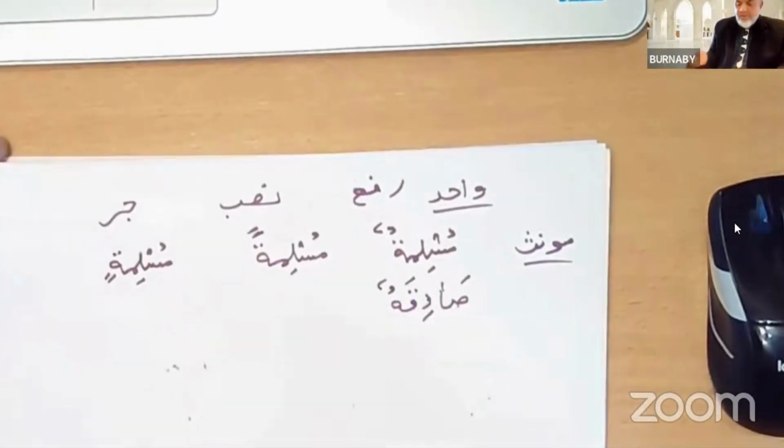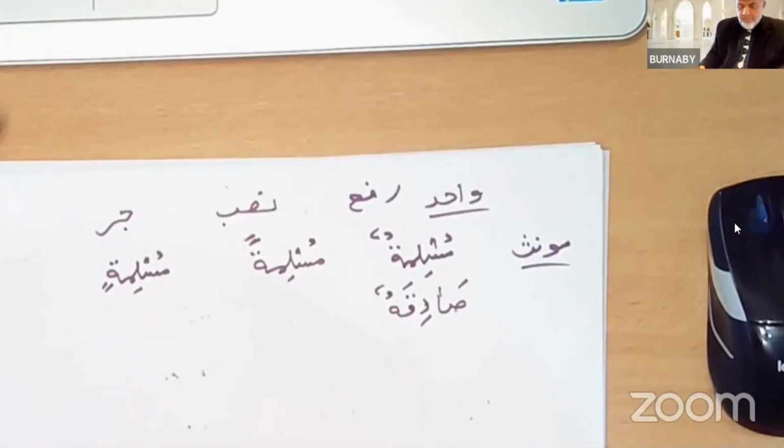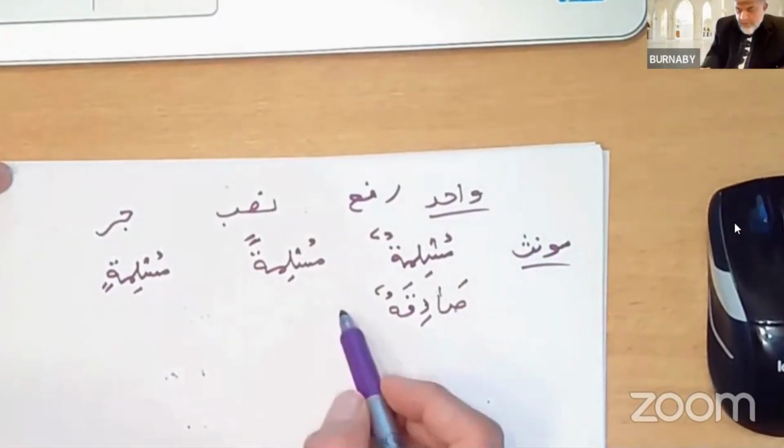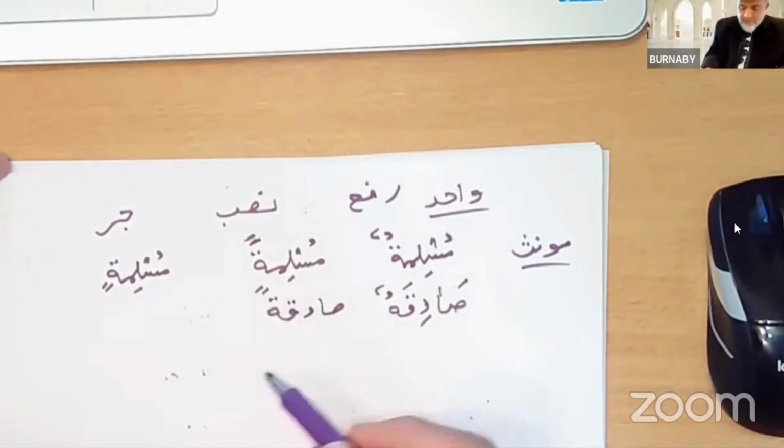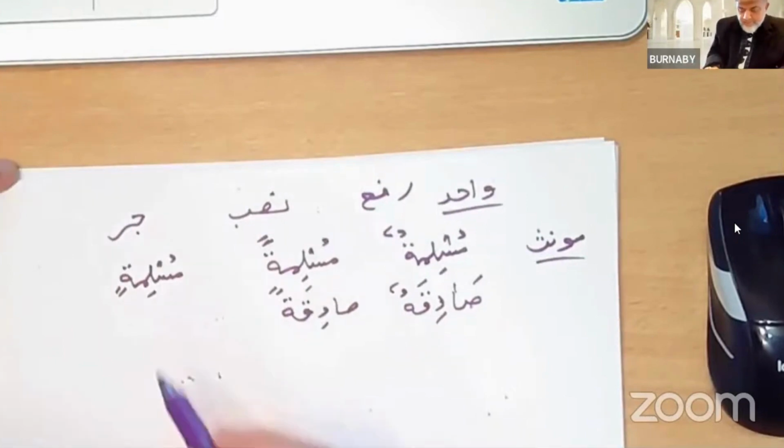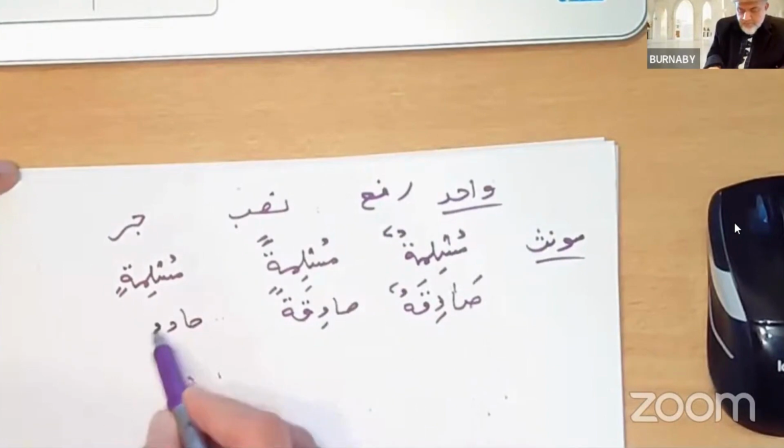So, Brother Fahad, if I say the female of Sadiqun is Sadiqatun, what will be the Nasab? Sadiqatan. Okay. Agree? What will be the Jar? Sadiqatin.